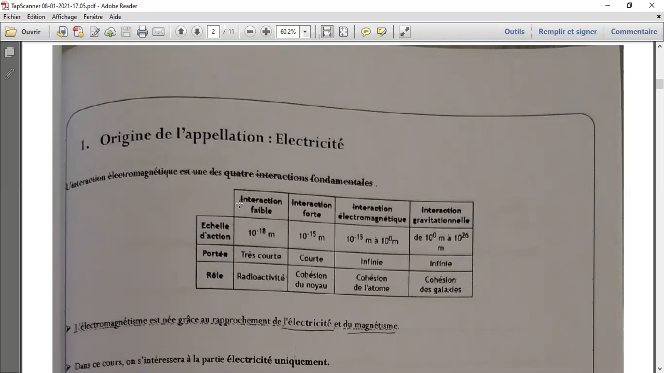So we have interaction faible. This part is not really important, it's just telling you the forms. Interaction faible is the interaction, très meaning very short, between radioactive elements, and this interaction is very feeble. You know that with a radioactive element, you can easily break it, you can easily break it simultaneously.